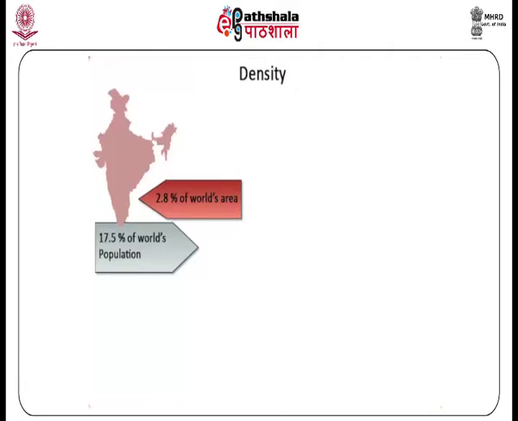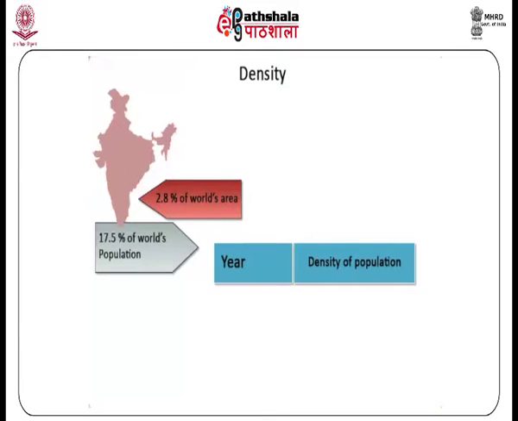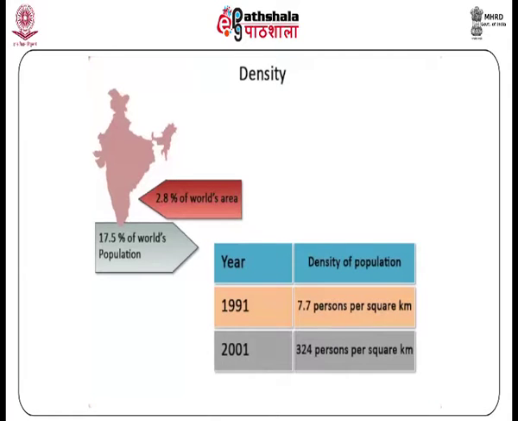In India, the density of population, that is, the ratio of the number of persons per square kilometer of land area, was 77 persons per square kilometer in 1901. By 2001, it has risen to 324 persons per square kilometer.